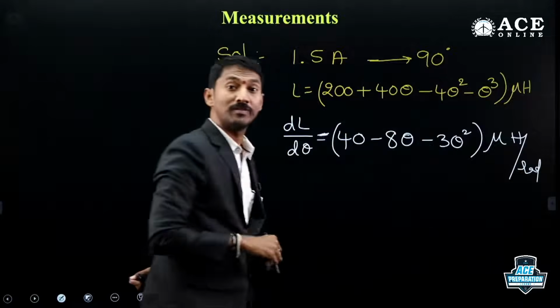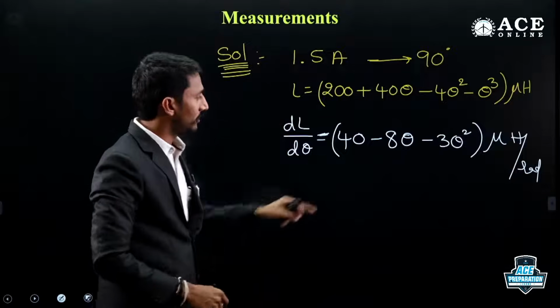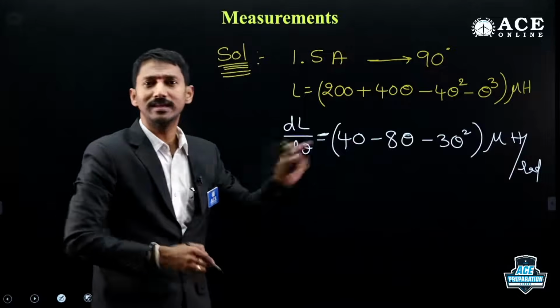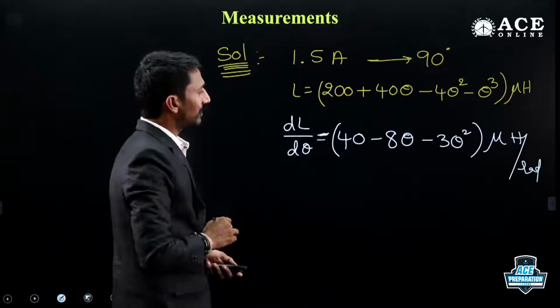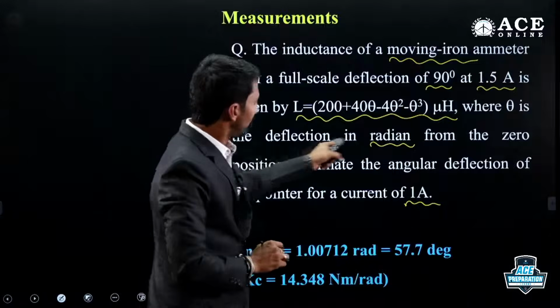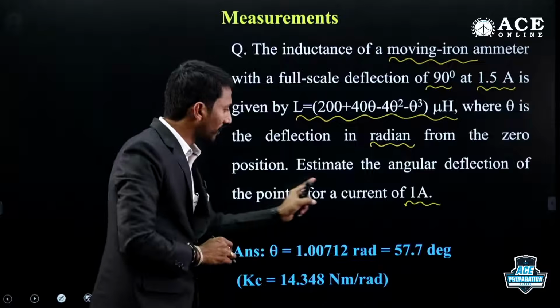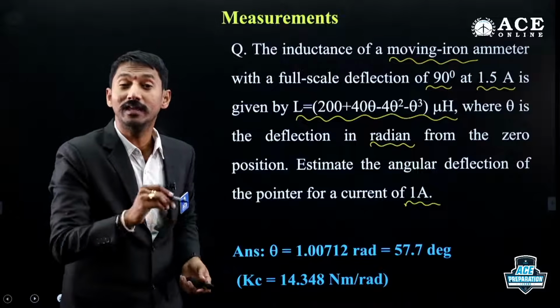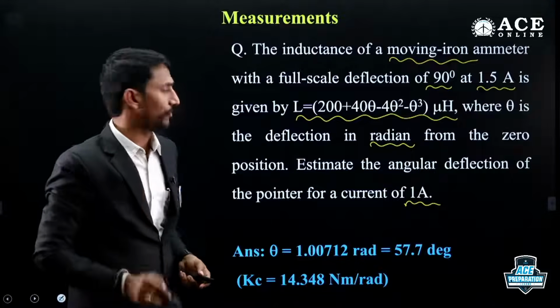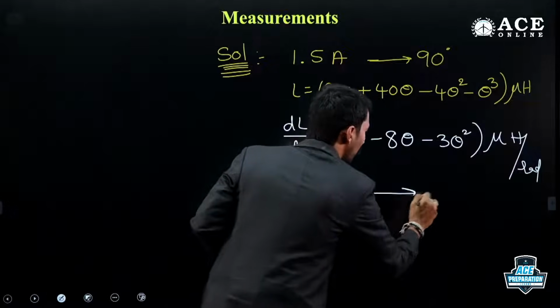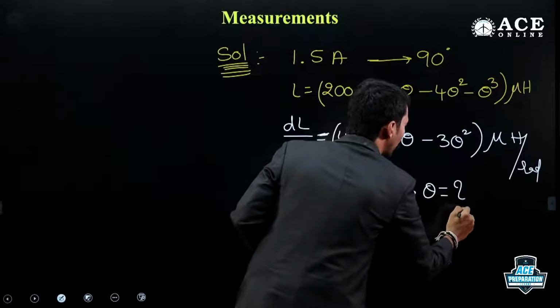per radian. Why? dL by d theta, inductance is in henry and the unit of theta is radians. Now, what is the other data he has given? This entire thing is given. Estimate the angular deflection of the pointer for a current of 1 ampere. If you give 1 ampere, how much deflection? So therefore, 1 ampere of current is given. How much is the theta value?